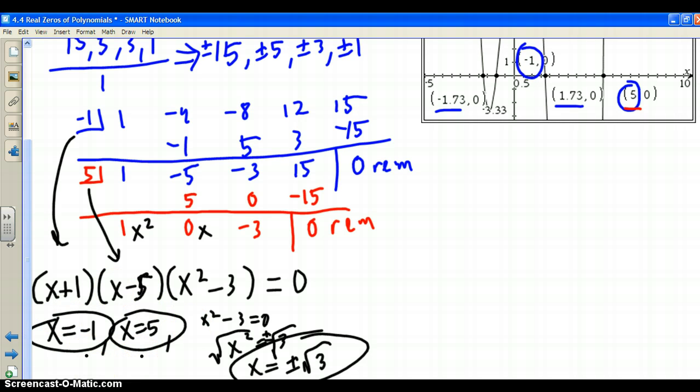These two I found from the graph, and I allowed you to do that rather than testing synthetic division on all 8 of those possibilities. I went ahead and let you do that. It's not quite cheating, I'm just allowing you to get some of those from the graph.